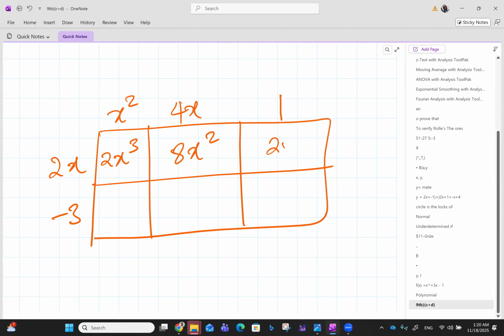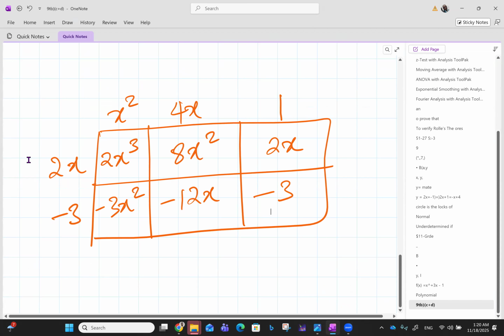2x times 1 is 2x. Then minus 3 times x squared, that's minus 3x squared. Minus 3 times 4x is minus 12x, right? Minus 3 times 1 is minus 3. I hope that's right. 2x times x squared, 2x cubed, right?